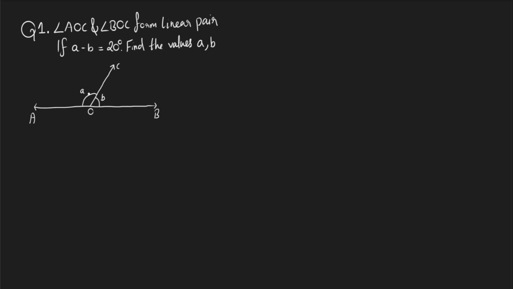Angle AOC and angle BOC form a linear pair. Angle AOC is depicted as angle A in the figure, and angle BOC can also be written as B, as shown in the figure, and these form the linear pair. According to the linear pair axiom, these angles should add up to 180 degrees. We also have a condition: if A minus B is equal to 20 degrees, find the values of A and B.